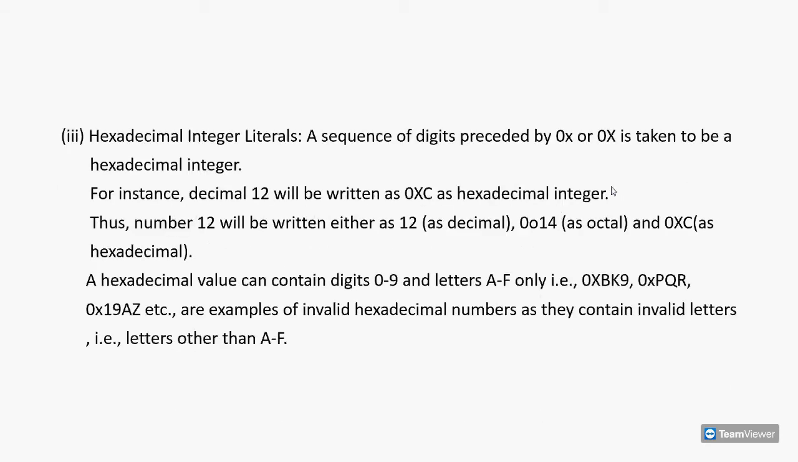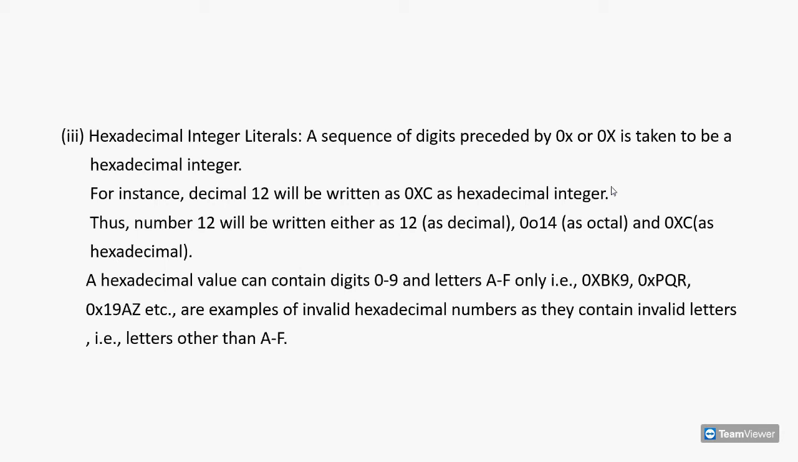Now hexadecimal integer literals. A sequence of digits preceded by 0x or 0X is taken to be a hexadecimal integer. So for example, the decimal number 12 will be written as 0xc in the hexadecimal system. Thus, the number 12 will be written either as 12 in decimal, 0o14 as octal and 0xc as hexadecimal.